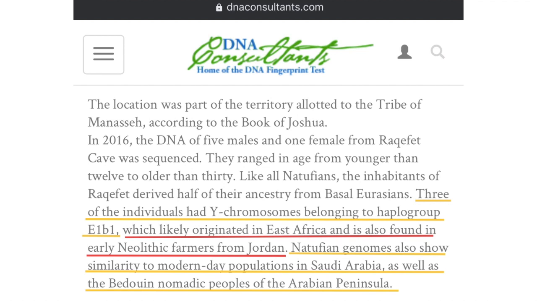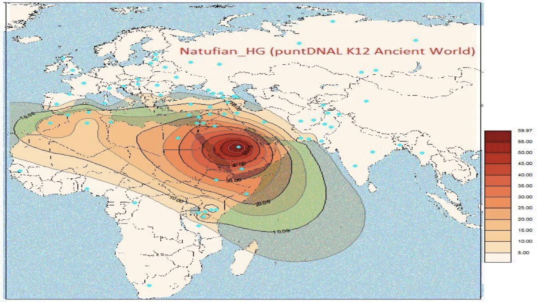Again, 3 of the individuals had Y chromosomes belonging to haplogroup E1b1. Natufian genomes also show similarity to modern-day populations in Saudi Arabia, as well as the Bedouin nomadic peoples of the Arabian Peninsula. These peoples are closest to the Natufians, and they have haplogroup E. And here's the distribution of Natufian DNA. As you can see, a very high percentage of it is in Arabia and expands outwards into Africa and the Mediterranean and such.